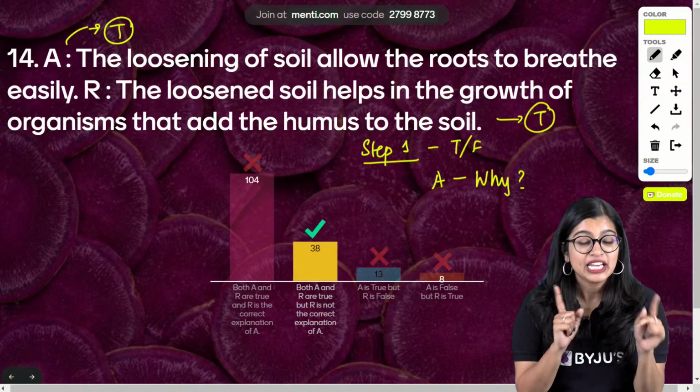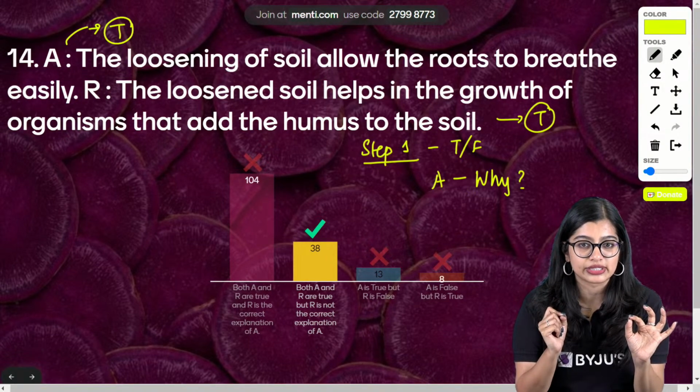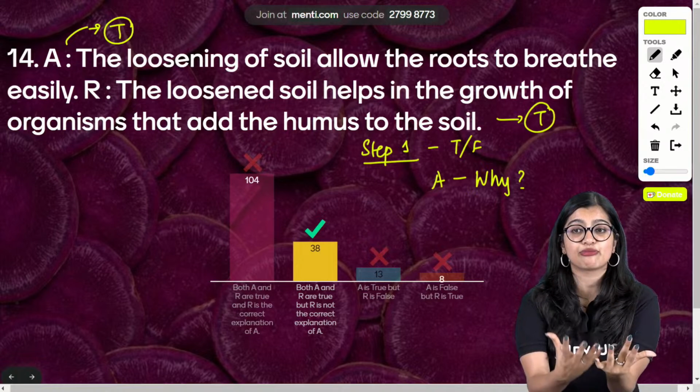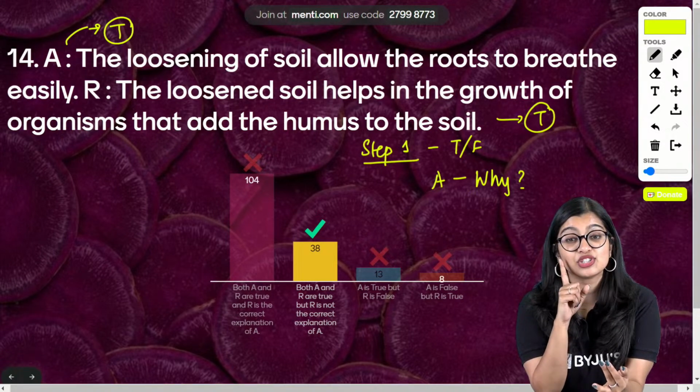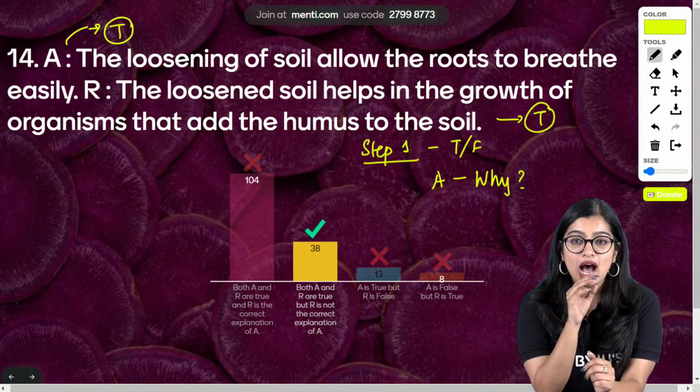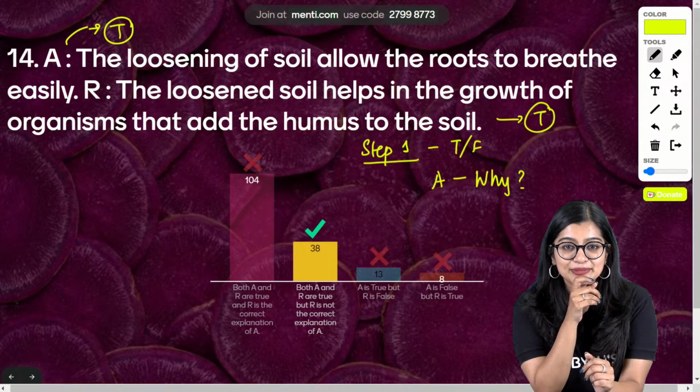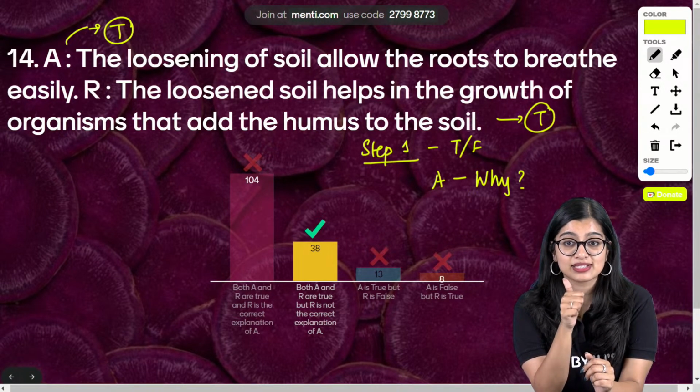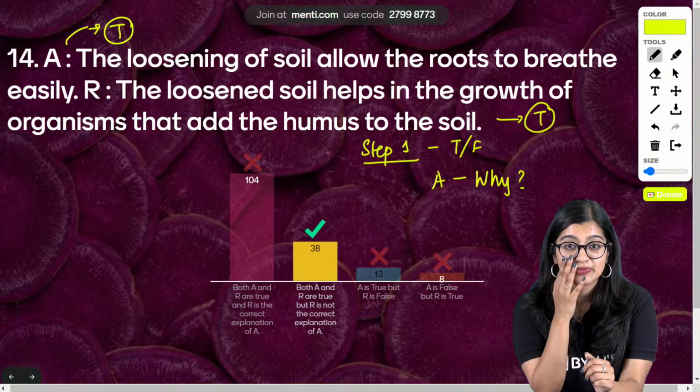Are we clear? It was a very fine line of difference, right? You should ask yourself why, and is a reason statement justifying that why. So are you all clear? Yes? Are you all clear as to why B is the correct answer?